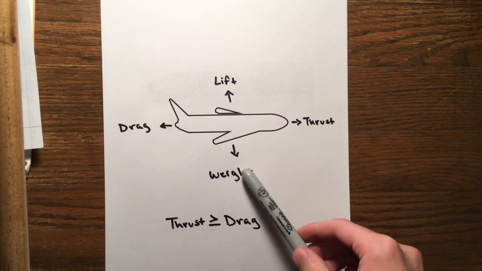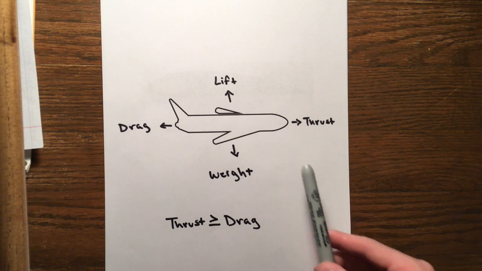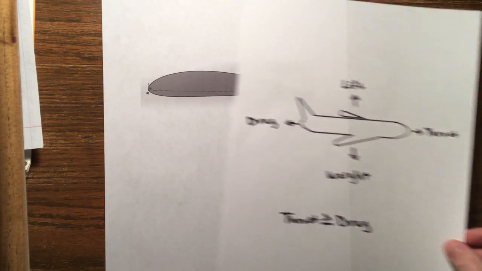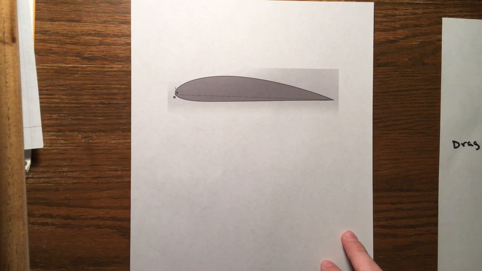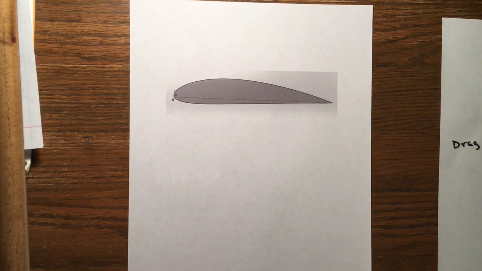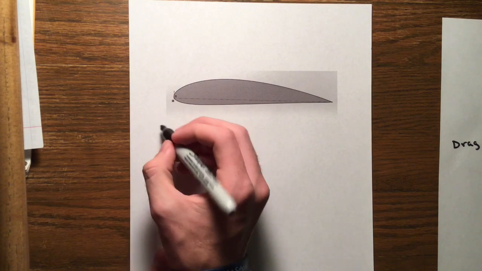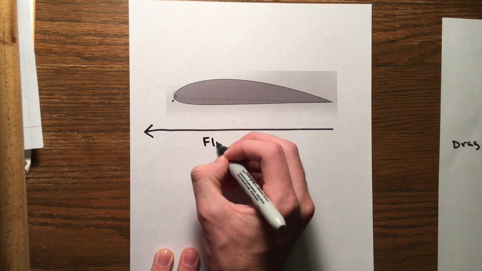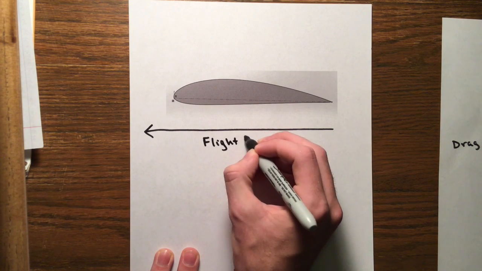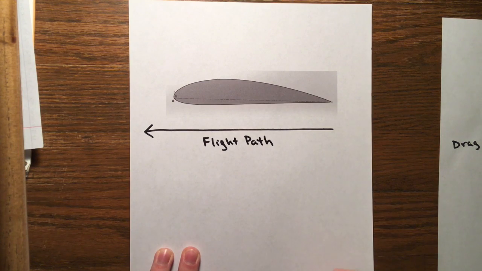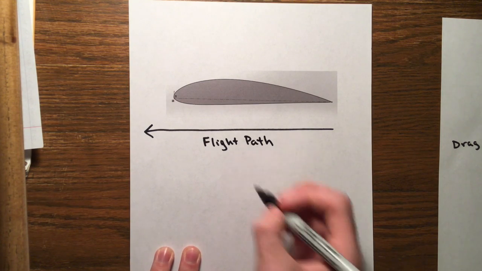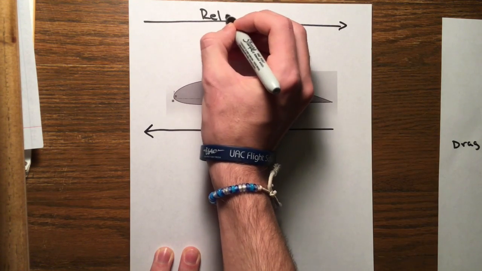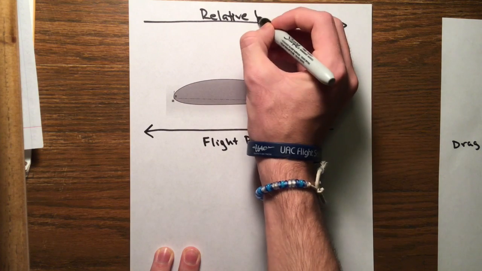Now for lift and weight. Lift is the upward force coming from under the wing due to Bernoulli's principle. Bernoulli's principle can be explained by looking at the side profile of a wing, also known as an airfoil. As an airplane flies through the air, it follows a flight path. Now, the wind moving over the wing from the opposite direction is known as relative wind.